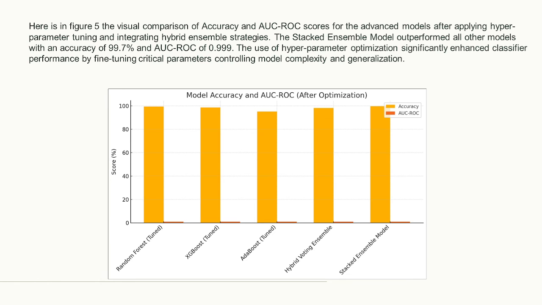In these figures, we mention the random forest tuned model close to 100, XGBoost also close to 100 tuned model. Also, we must not forget the hybrid voting ensemble, also close to 0.99, and the stacked ensemble model also close to 100 here.